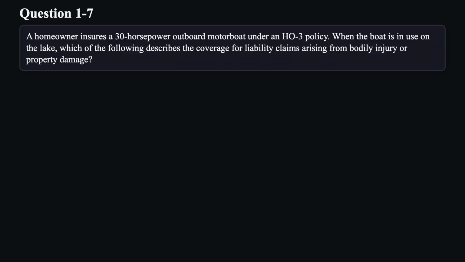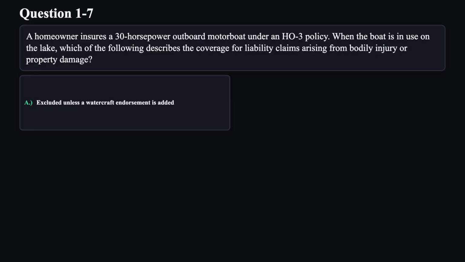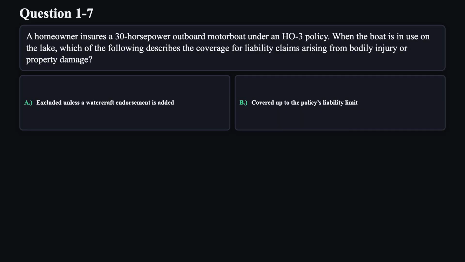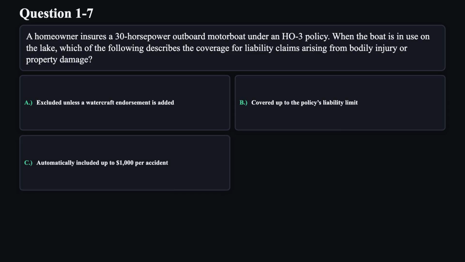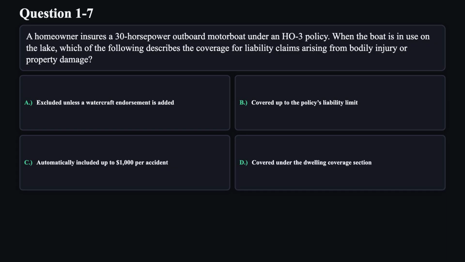Question 7. A homeowner insures a 30-horsepower outboard motorboat under an HO3 policy. When the boat is in use on the lake, which of the following describes the coverage for liability claims arising from bodily injury or property damage? A. Excluded unless a watercraft endorsement is added. B. Covered up to the policy's liability limit. C. Automatically included up to $1,000 per accident. D. Covered under the dwelling coverage section.